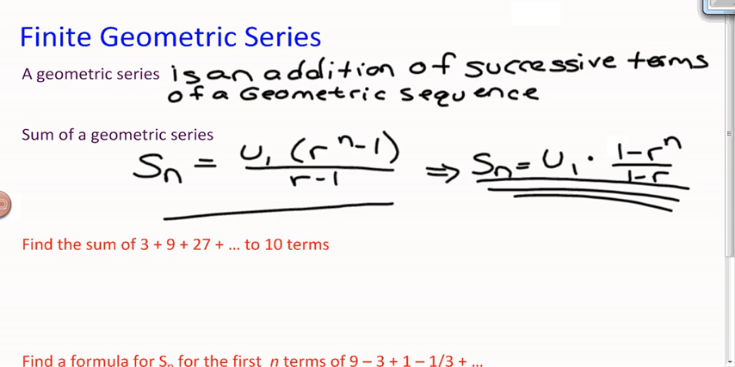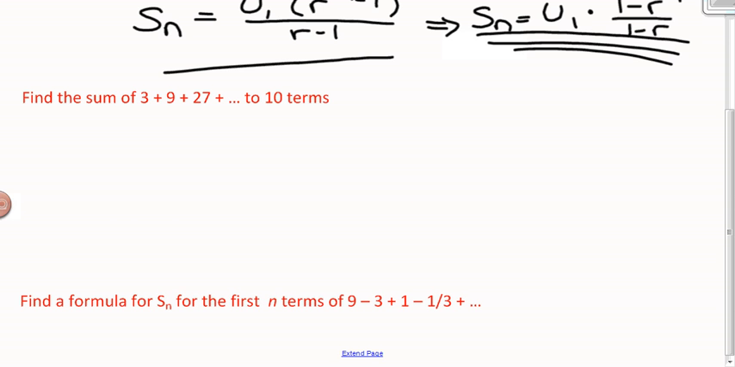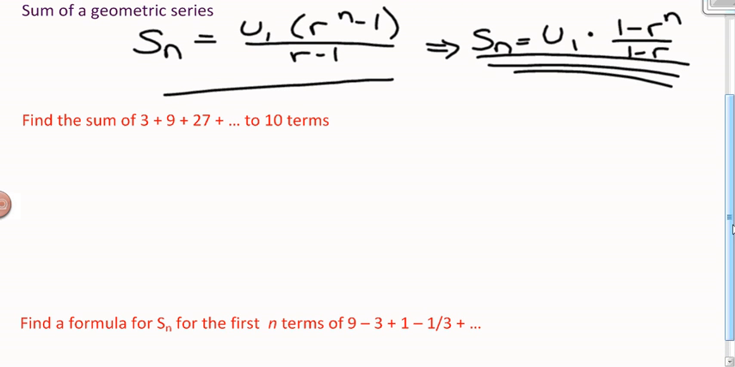So the first example that goes with this, find the sum of 3 plus 9 plus 27 plus and so on, to 10 terms. So we're finding the sum of the first 10 terms. First thing, I understand that we're working with geometric series, but you need to make sure that you're actually finding the sum of a geometric series, that it is geometric. So that's the first piece. Make sure you find what your multiplier is. You're going to need it anyways. In these formulas, you're going to need your multiplier.